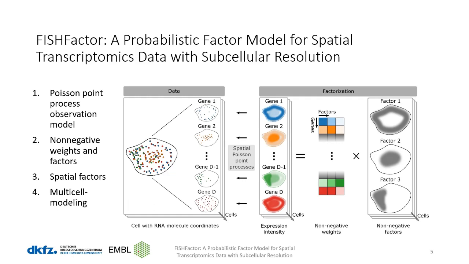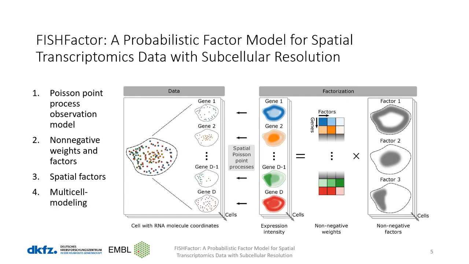For every gene, the molecule coordinates are directly modeled by an independent spatial Poisson point process, which is characterized by an intensity function as shown on the right of the coordinates. The intensity functions for all genes are then decomposed into the product of a non-negative weight matrix and a small number of non-negative spatial factors. These factors use Gaussian process priors with a Matern kernel to promote spatial smoothness.